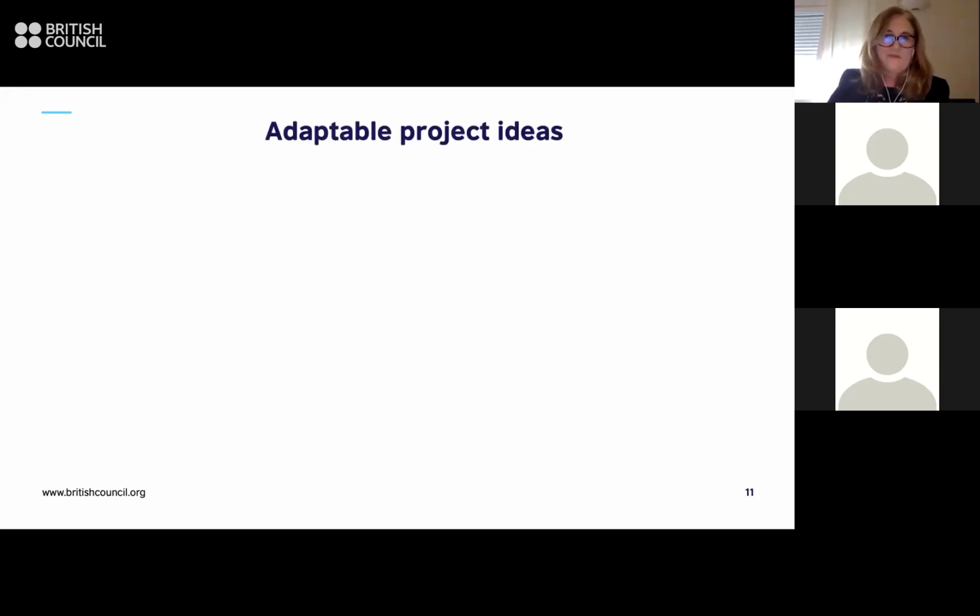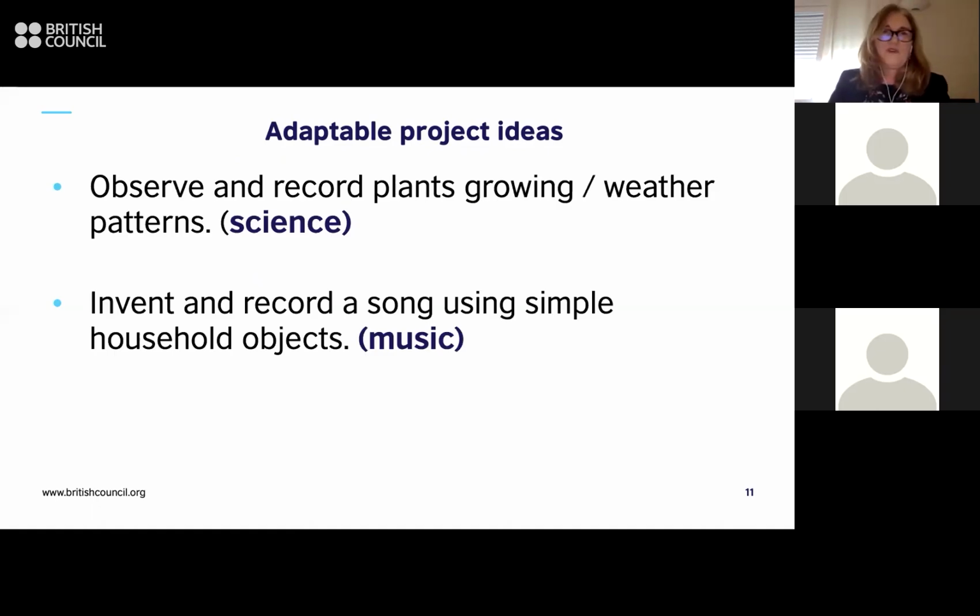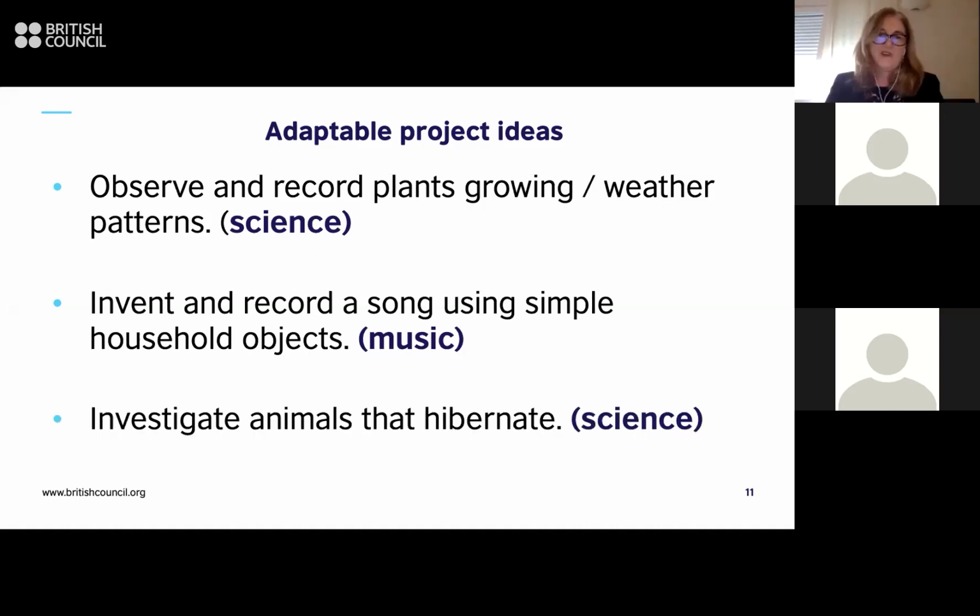So here we have some adaptable project ideas, and we'll go through some of the thinking behind that. First of all, children could observe and record plants growing or weather patterns, and that would obviously be a science type activity. They could invent and record a song using simple household objects, and that's related to music. And we have investigating animals that hibernate, and that could be a science type of project.